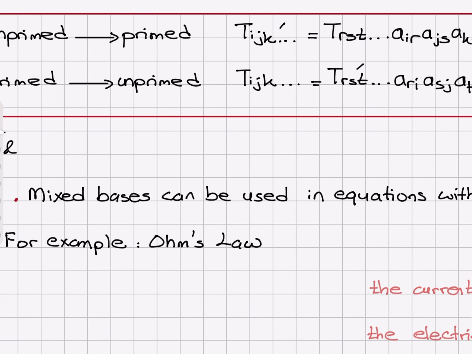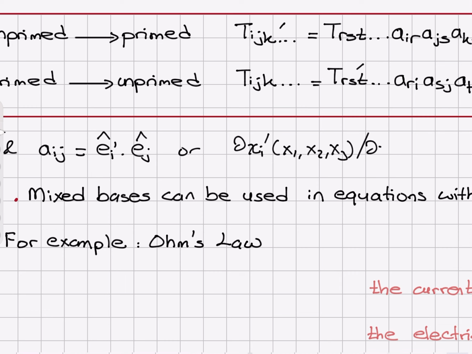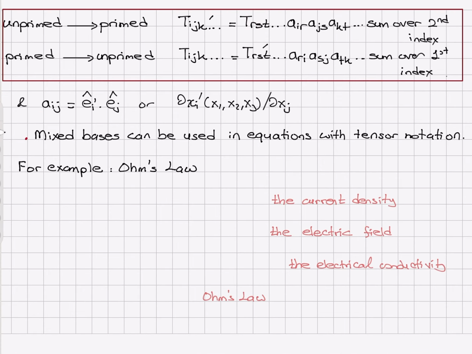And how do I find the transformation matrix elements? A_ij is e_i prime hat dot product with e_j hat, or I can use the transformation equations: the partial derivative of x_i prime (x1, x2, x3) with respect to x_j gives me A_ij. All right.